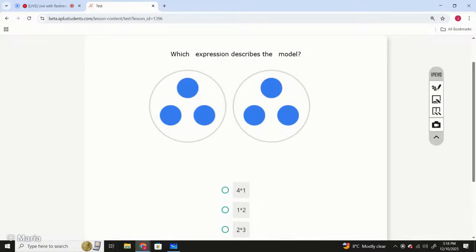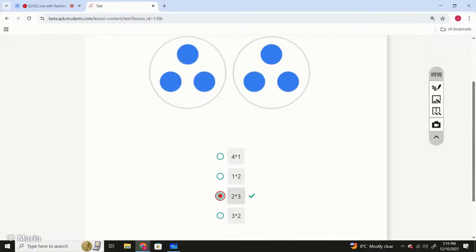Which expression describes the model? That is 2 times 3. We have two groups and each group has three dots. That is 2 times 3. Option number 3 is the correct option.